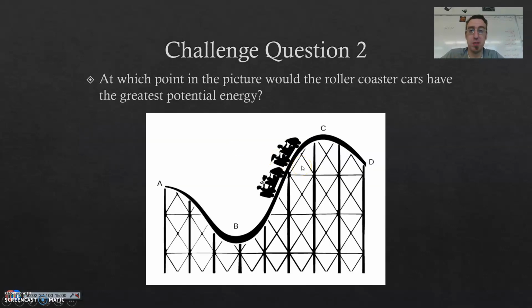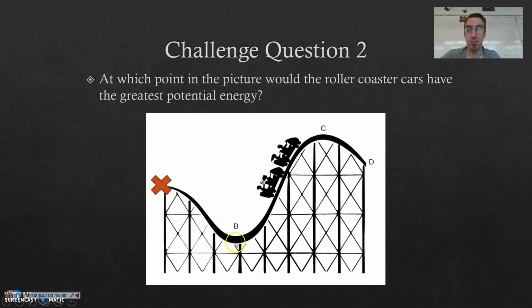Second question, at which point in the picture would the roller coaster cars have the greatest potential energy? Remember, the equation for potential energy is m times g times h. So gravity likely is staying the same the whole roller coaster ride. The mass of the cars and all the people on it would stay the same. So the only other thing affecting it would be height.